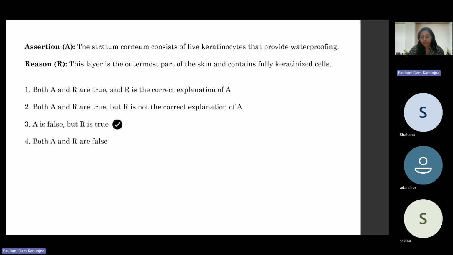The answer is three, which means the first one is false. The first statement says that stratum corneum consists of live keratinocytes, which is incorrect. Stratum corneum consists of dead, fully keratinized cells. This is correct. And fully keratinized means they are dead cells. So that's the correct answer.